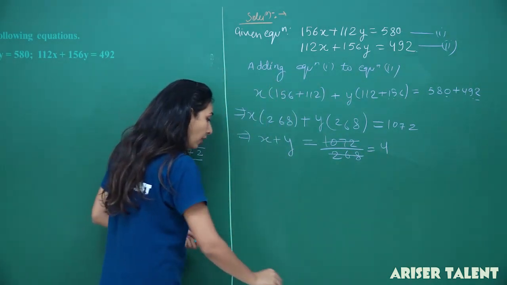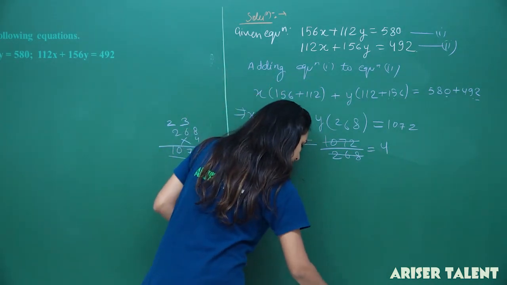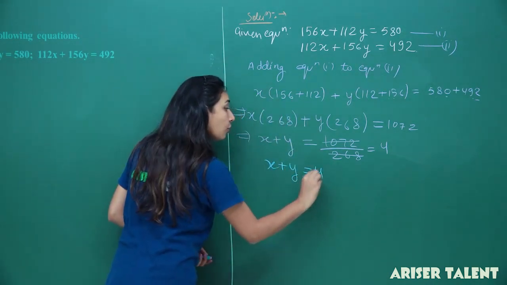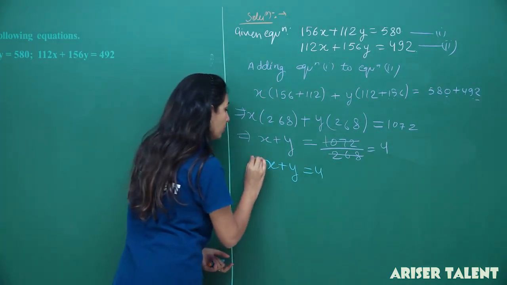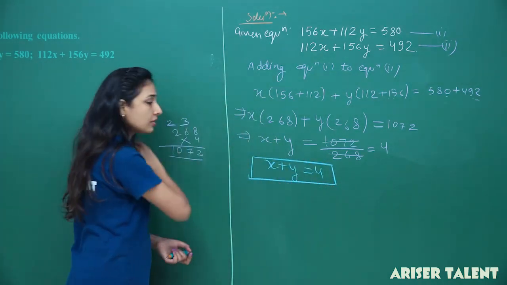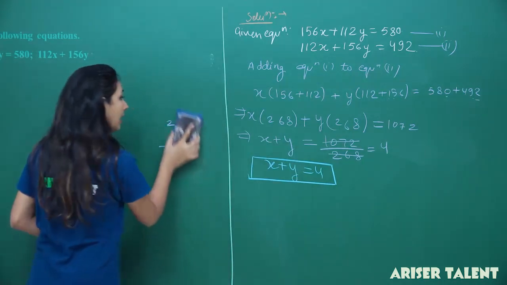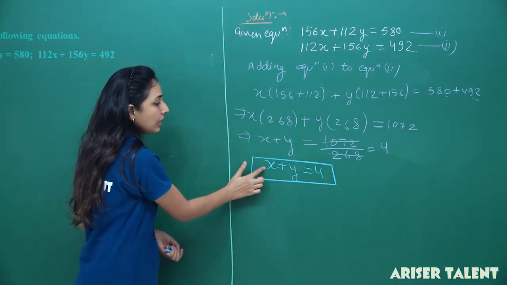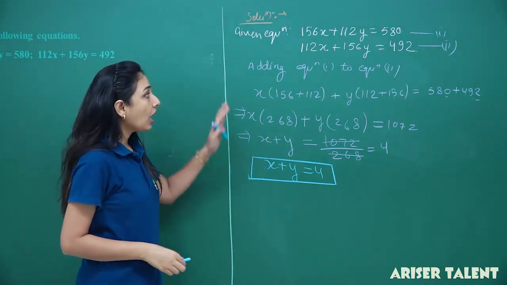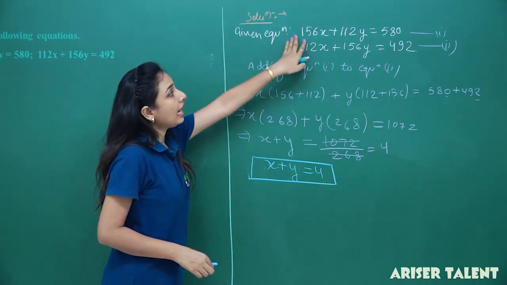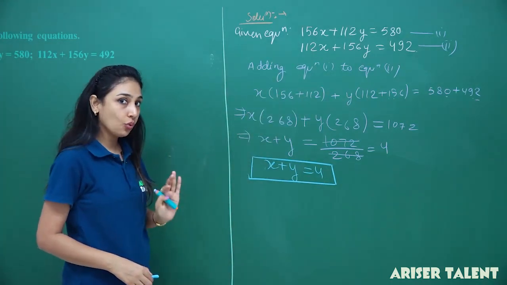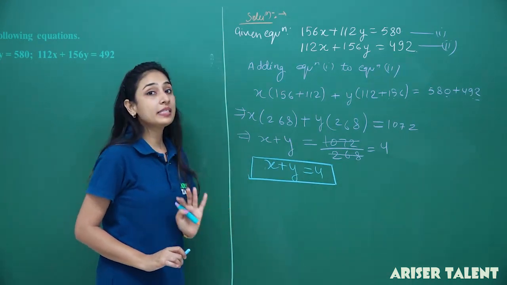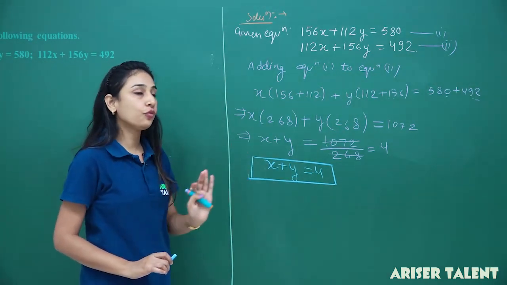Now, students, what did I get? I got x plus y equals 4. This is small, right? So look at the beauty of this method. I have just solved this kind of question in this particular kind of equation. How? I just added this equation to this. So now you are confirmed that adding is fruitful, so subtracting can also be very fruitful to us.